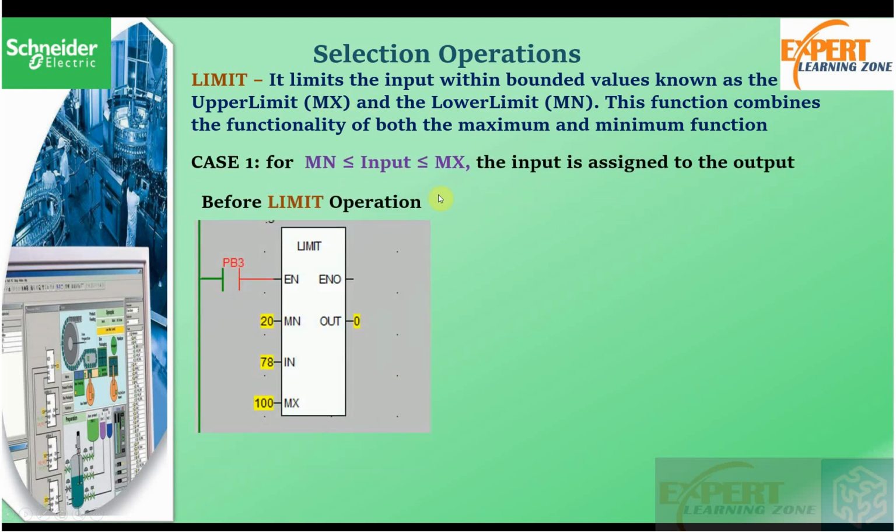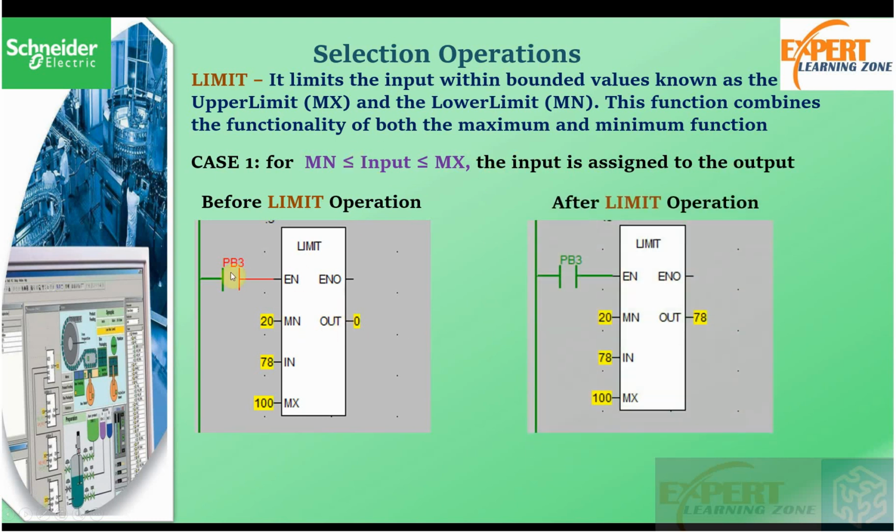Okay, so we have three different scenarios. The first scenario is a situation where the input value lies between the maximum and the minimum value. In that case, the input value will directly be transferred to the output when the block is activated, when the block is energized. So you can clearly see here that 20 and 100 are the limits of this function which we have set, and 78 lies between 20 and 100. So that is why it has been transferred to the output. Okay, so that's the first scenario.